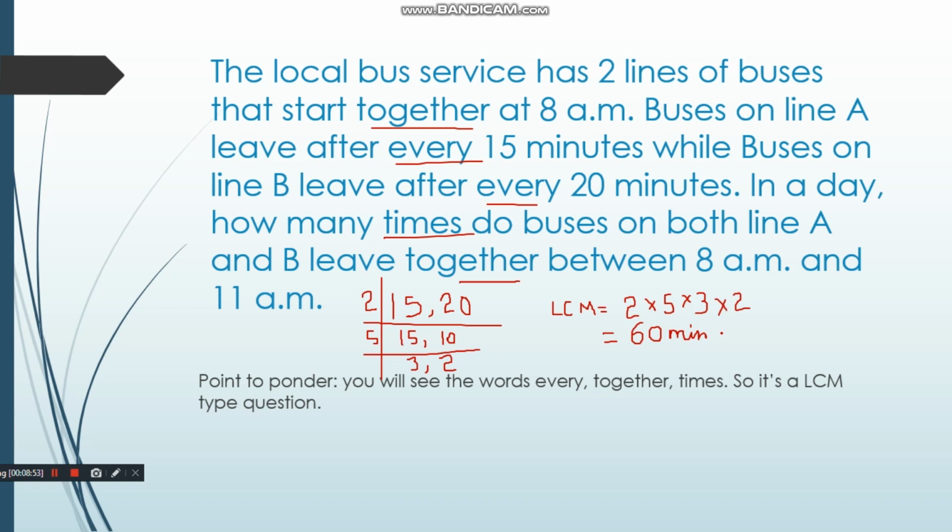So what will be your answer? How many times do buses on both line A and B leave together between 8 a.m. and 11 a.m.? How many times will they leave? So 1 hour. After every 1 hour they will leave. Okay, so 3 times. Yes, very good. So whenever you see the words every, together, times, multiple times, these are the LCM type questions. I hope it's clear to you.